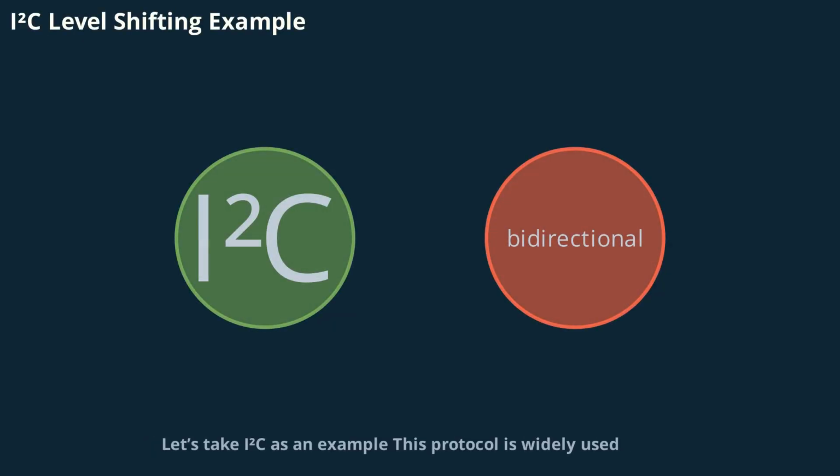Let's take I2C as an example. This protocol is widely used for communication between microcontrollers and peripherals. It operates at speeds from 100 kHz to 1 MHz, making MOSFET-based level shifters an ideal choice. These shifters are simple, affordable, and provide reliable bidirectional communication, perfect for I2C's requirements.